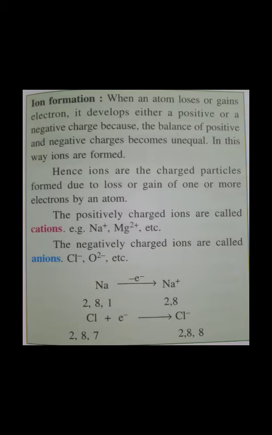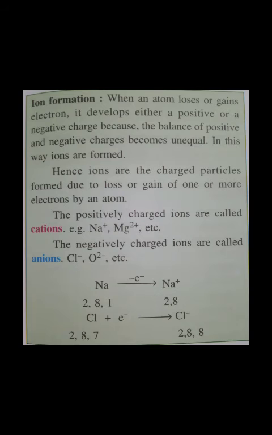Now why is it losing one electron? See, 2, 8, 1 is the electronic configuration of Na, that is sodium. Now if it removes one electron, its last shell, valence shell, will become the second one, and in the second one 8 electrons are there. Right? So it will become the stable configuration 2, 8. That is why it is losing one electron to make itself stable.